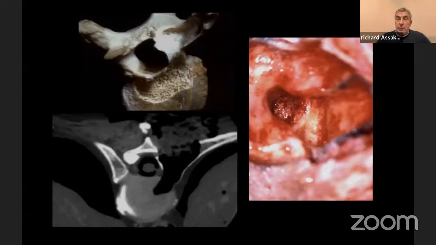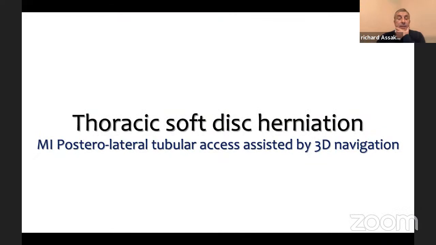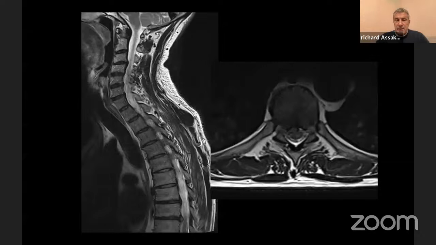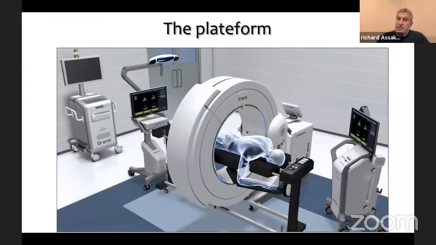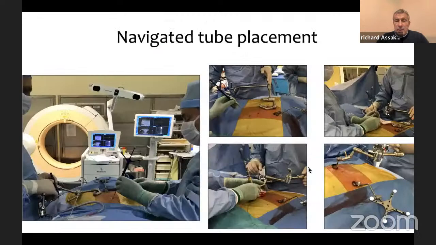So let me show you a clinical case here. I go tubular access, 3D navigated, and this is for me today the safer way to approach it and the minimally invasive way to get out the herniation. This is a patient who had, I think, a T8-T9 posterolateral soft disc. You can see the CT scan here. This is our platform. It's a 3D fluoroscope combined with navigation. And this is typically what I do. I start placing my reference frame upper to my site, and then before making my skin incision, I locate the compression side here.